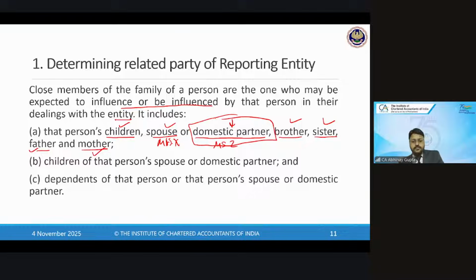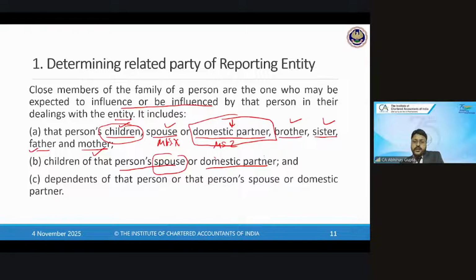So domestic partner is basically any other extramarital relationship Mr. X is carrying, or without marriage. If Mr. X doesn't have a wife, but he has some domestic partner who has not yet married, that is covered also as a related party. Then children of that person's spouse or the domestic partner. If Mr. X has children with the spouse, those are anyway covered. There is no doubt.